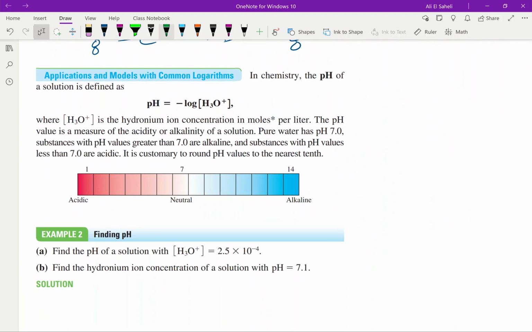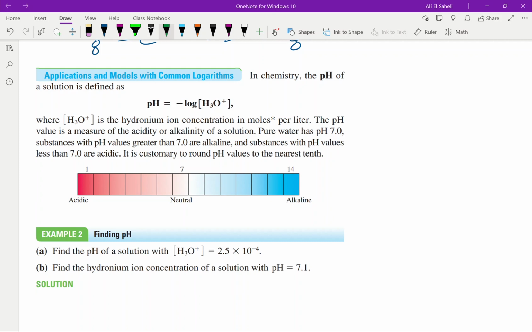In chemistry, the pH of a solution is defined by this equation. This is the pH. It's a measure of the acidity of the solution. In this equation, this is the concentration of the hydronium ion in moles per liter. How much of this ion is present, the concentration per liter.